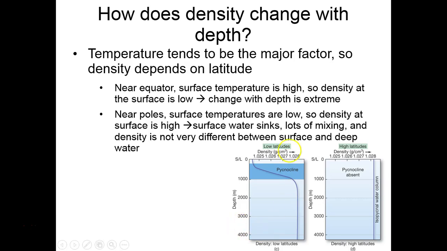So these graphs here, again, the one on the left is low latitude and the one on the right is high latitudes. At low latitudes, you have very low density at the surface, drastically increasing, and then it levels out. At high latitudes, you have very high density at the surface and high density down below. And that basically means that you have mixing.